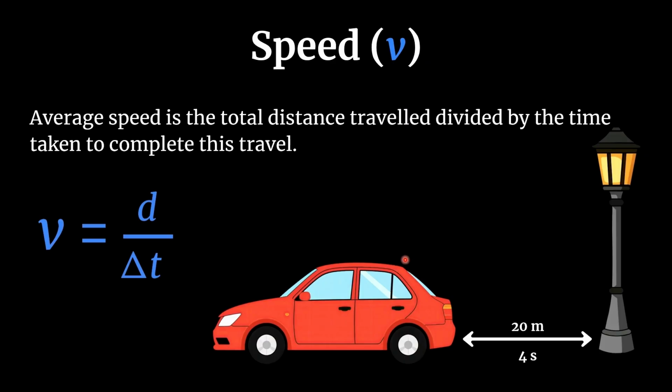Now take a look at this red car in the bottom. We see that it has traveled a distance of 20 meters in 4 seconds, and so we can solve for speed with these numbers right here. So v is equal to 20 meters divided by 4 seconds. And so the speed of this red car is 5 meters per second.